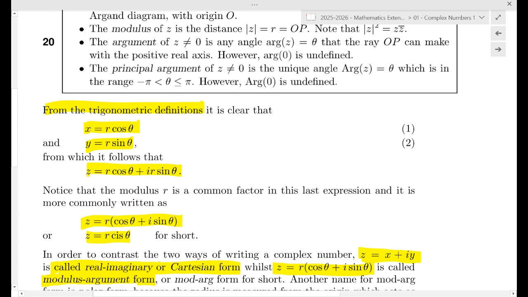So what you'll be doing in this one is converting from Mod Arg to Cartesian and from Cartesian to Mod Arg. That is a very, very useful skill to get comfortable with, so that you can just do it.